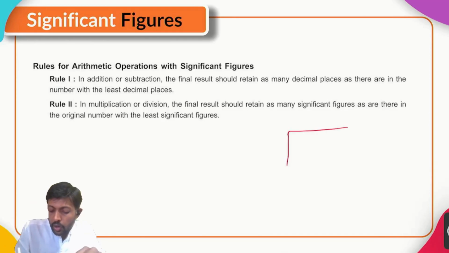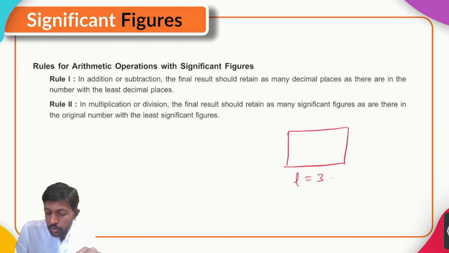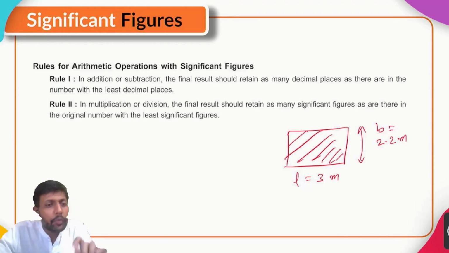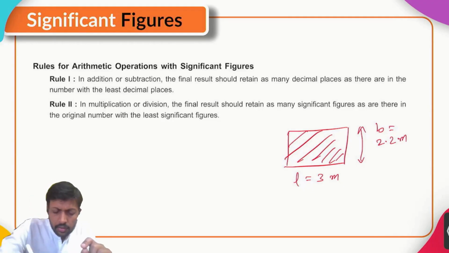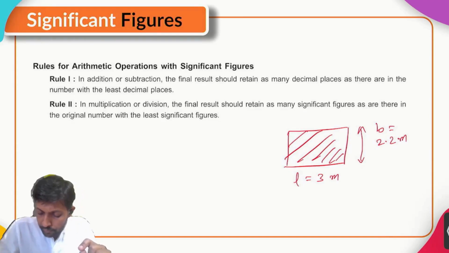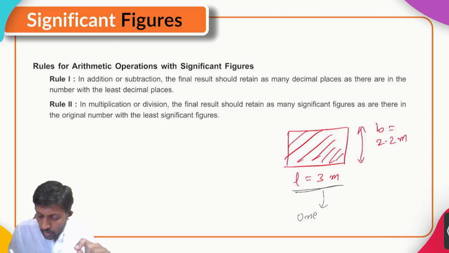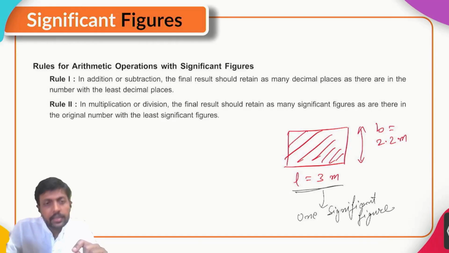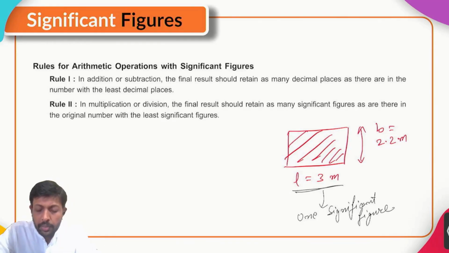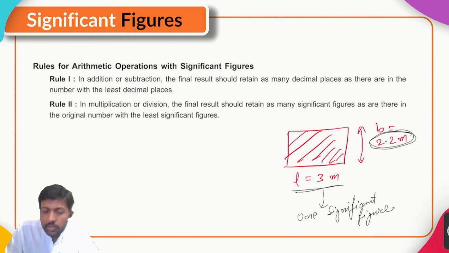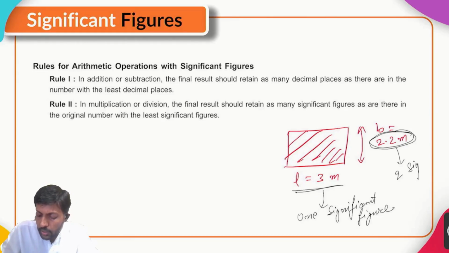Let's say we have to find the area of a rectangle. The length was measured to be 3 meters and the breadth was measured as 2.2 meters. This is the breadth. We have to find the area. That means we have to multiply length and breadth. But you see, the length has only one significant figure, and we know that significant figures denote the accuracy of measurement. Whereas the breadth is more accurate, having two significant figures.